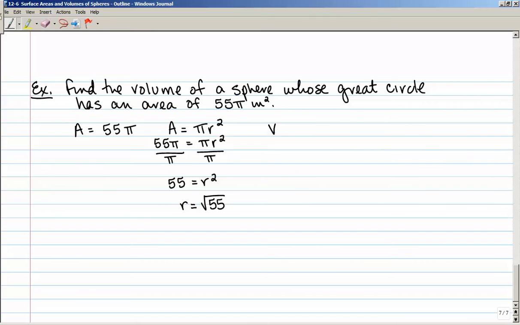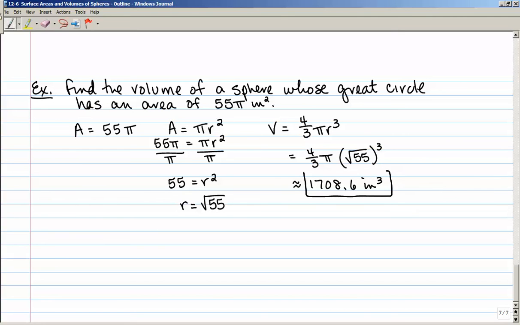So to find the volume of the sphere, 4/3 pi r cubed, it's going to be 4/3 times pi times the square root of 55 cubed. Now when you put this in your calculator, I would probably start with the most difficult thing first. I'd do the square root of 55, enter, raise that to the third power, enter, multiply by 4, divide by 3, enter, and then multiply by pi, and you should get approximately 1,708.6 inches cubed.